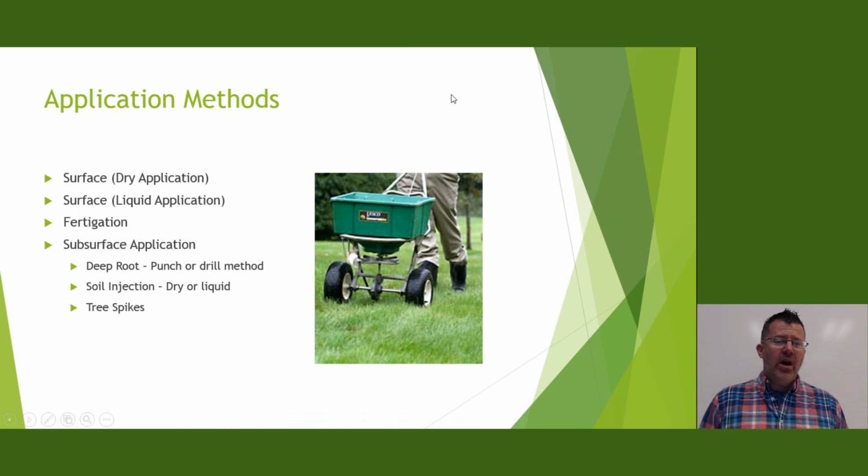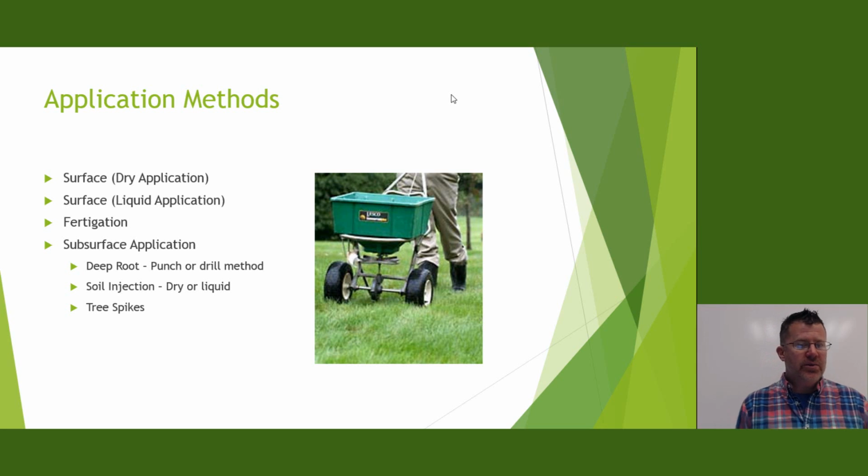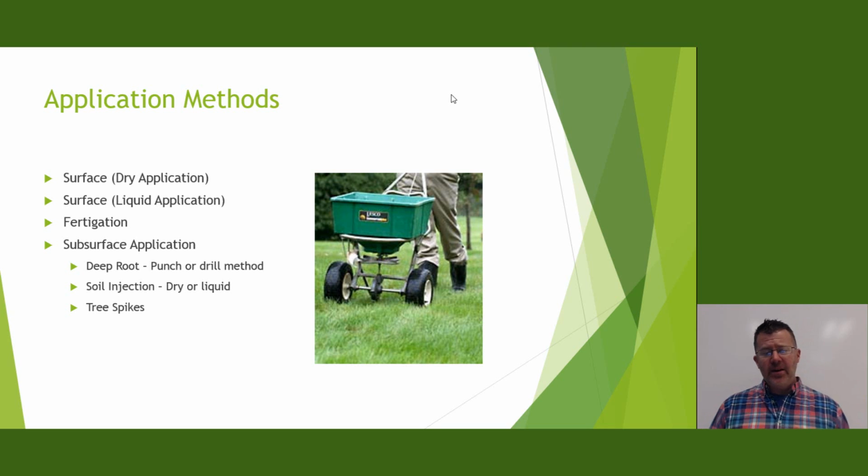Application methods: surface dry application or surface liquid. Fertigation, that's the use of fertilizers run through irrigation systems. And then we have subsurface application, which we can do deep root, where we're going to have to punch or drill holes and then put our fertilizer in. Or we can have soil injections where we're taking a probe and we're actually injecting the dry or liquid fertilizer. And then we can have the tree spikes that we put around the trees.